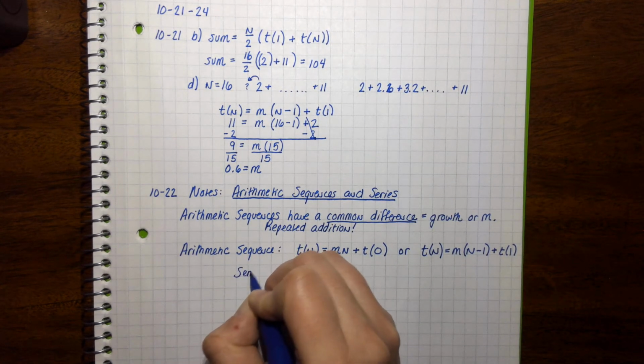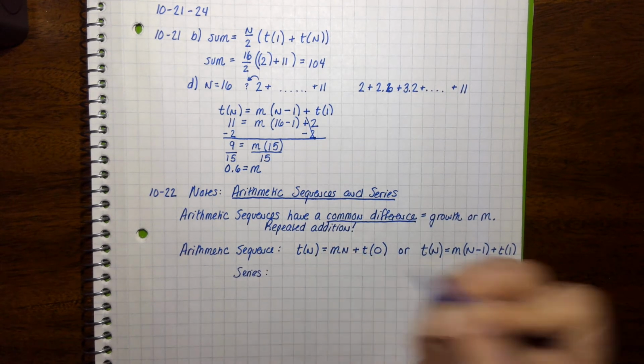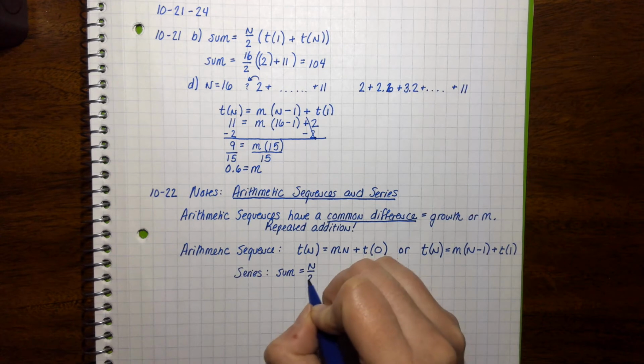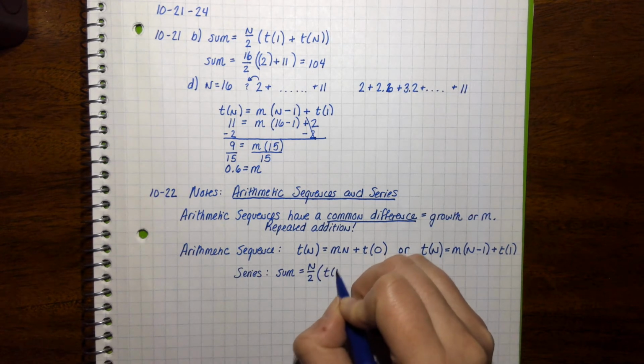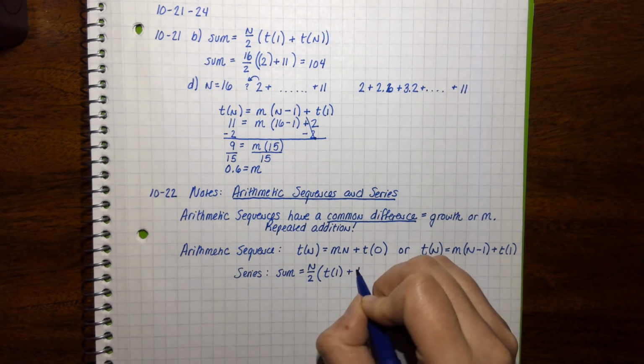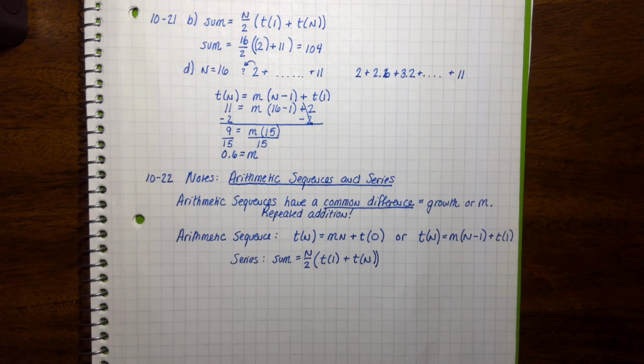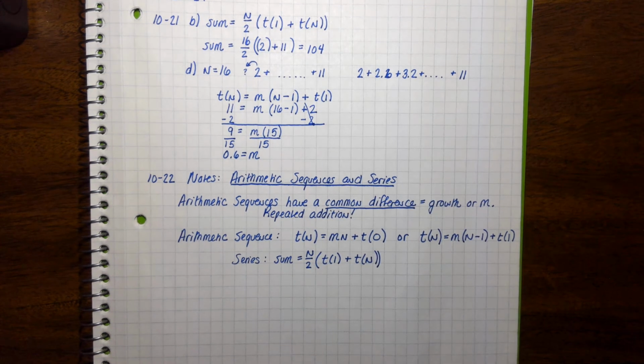Okay, and series have a formula which is the sum equals n over 2 times (t of 1 plus t of n).